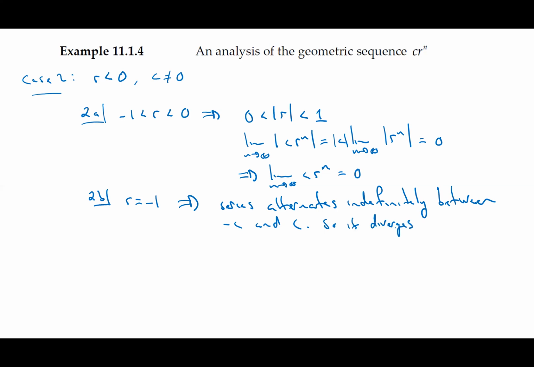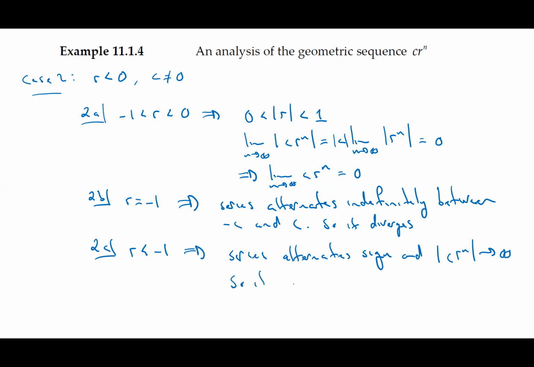Okay. And then my last case here, we'll say r is less than negative 1. Well, if that's the case, the series alternates sign, and in absolute value, that thing goes to infinity. So it diverges. Okay.